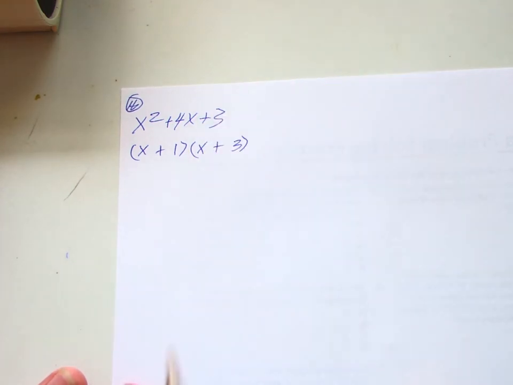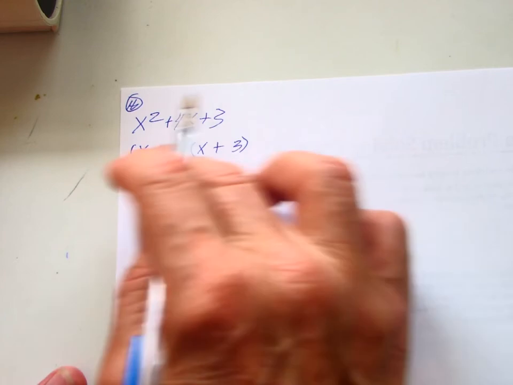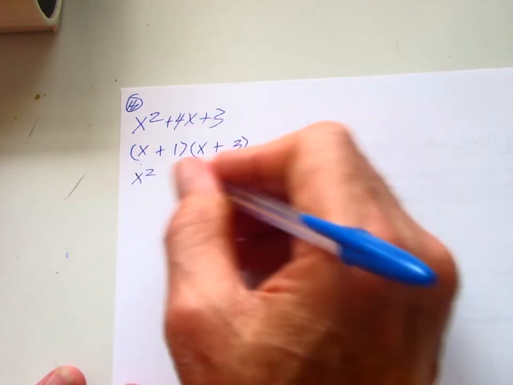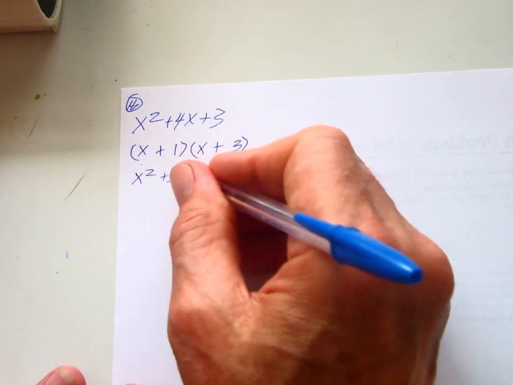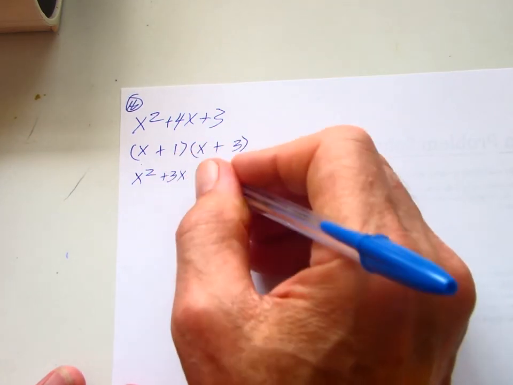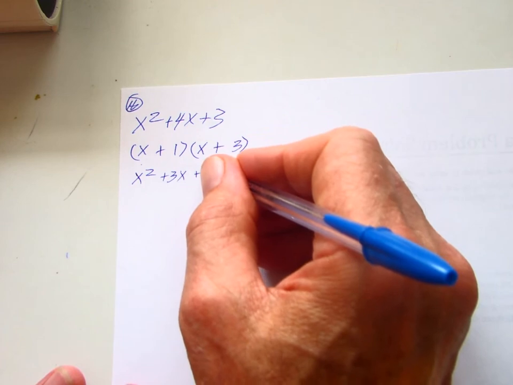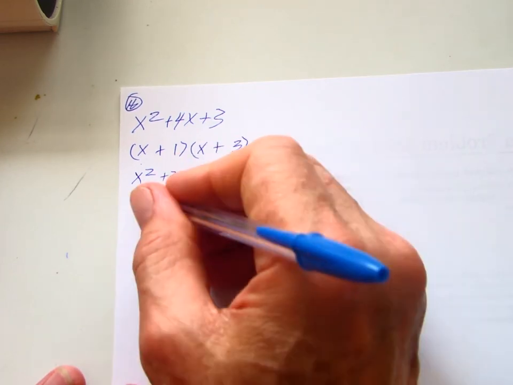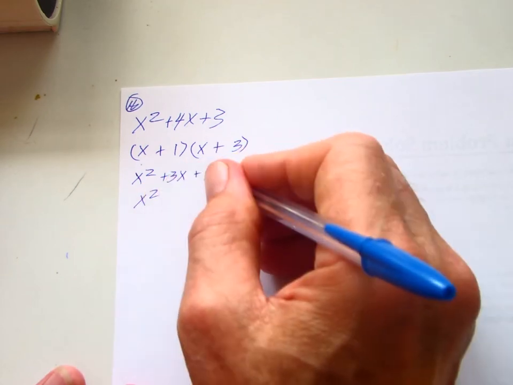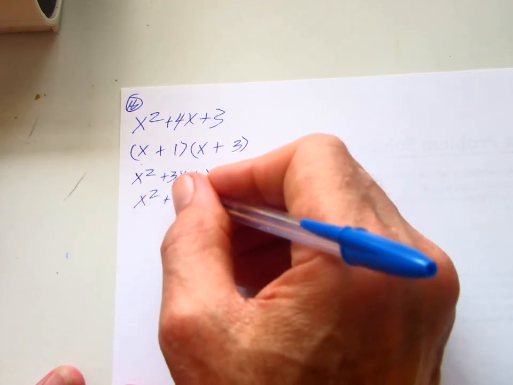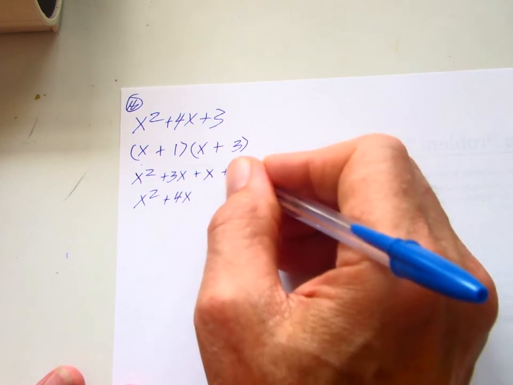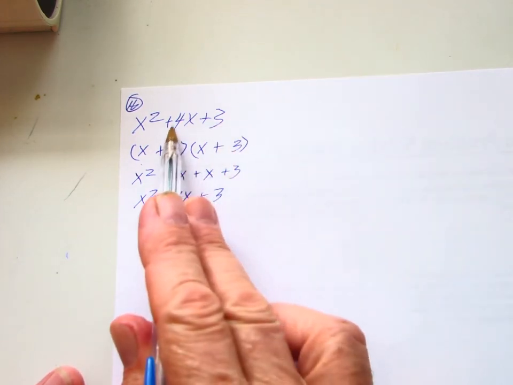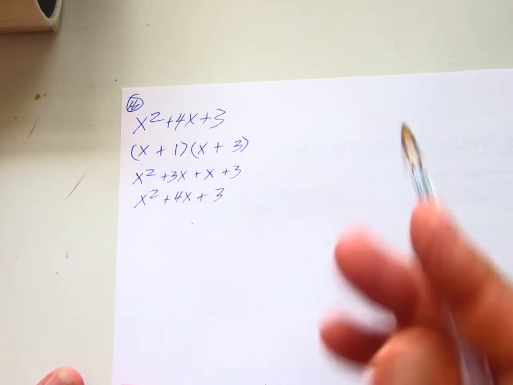Does that work? Let's see. X times x. This is the answer, but let's check. X times x is x squared. X times 3 is 3x. Now I do the 1. 1 times x is x. 1x, but we just put an x. 1 times 3 is 3. X squared, 3x and 1x is 4x, plus 3. There we go. We're back to where we started. That's the same as that. So that was the correct answer. Okay?